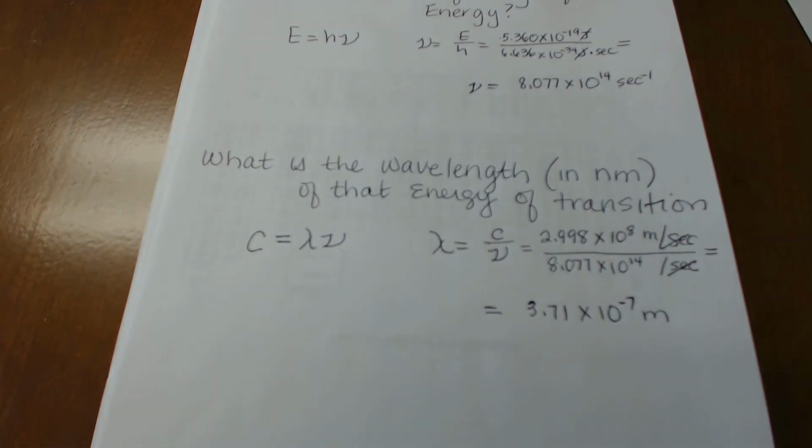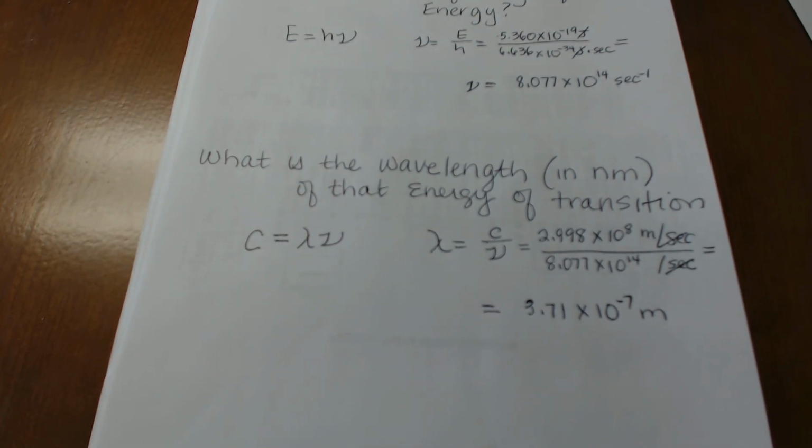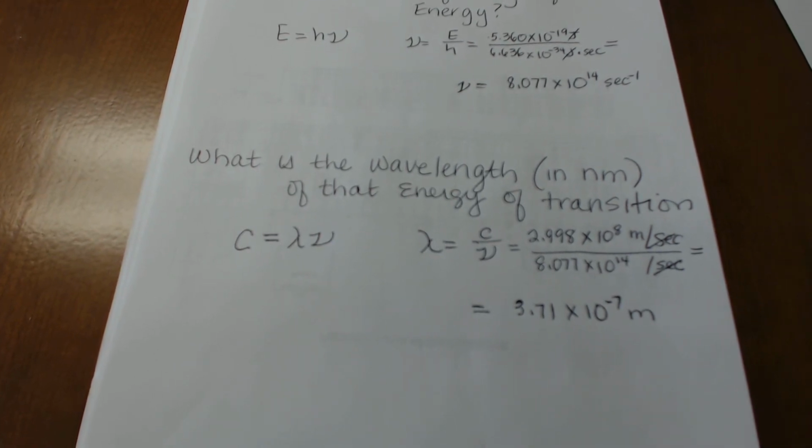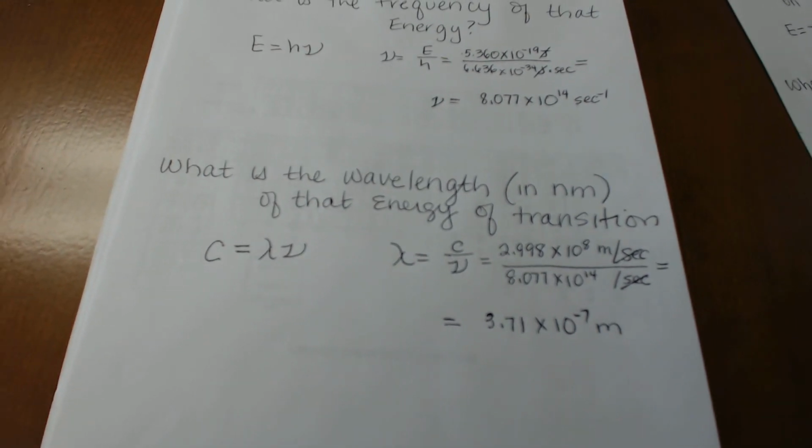Now that's a perfectly good answer. The wavelength of that light, or the energy that's released, which will be in terms of light, will be 3.71 times 10 to the minus 7th meters. But notice that I asked for nanometers.